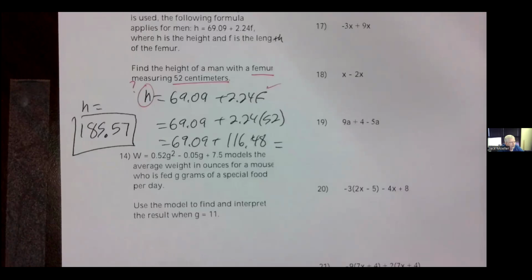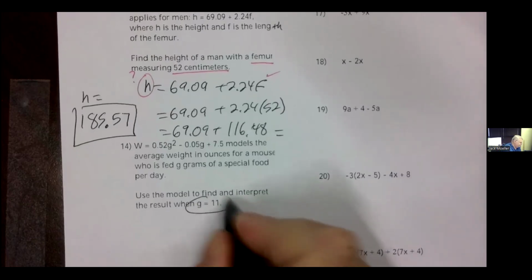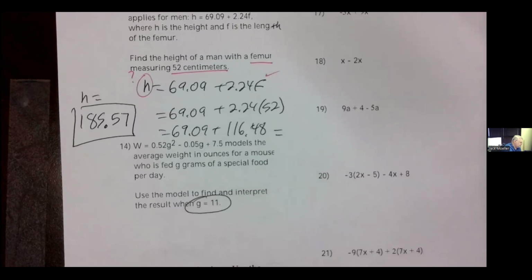All right, so what are we going to do in the next one? W is equal to 0.52 G squared minus 0.05 G plus 7.5. This model is the average weight in ounces for a mouse who is fed G grams of special food per day. May seem weird, but there's probably some scientists out there that did something like this. All right, so use the model to find and interpret the result when G is 11.